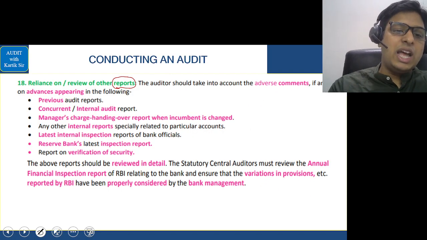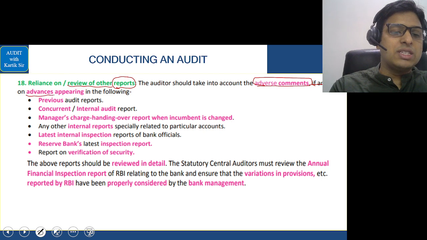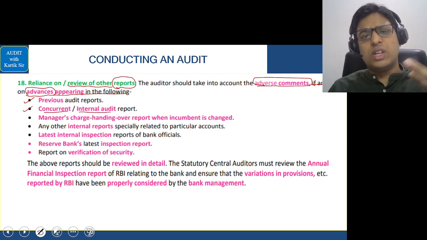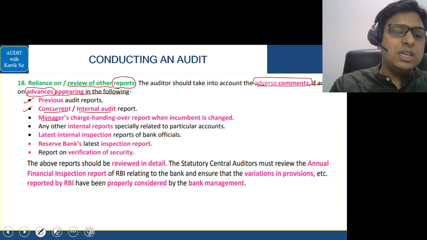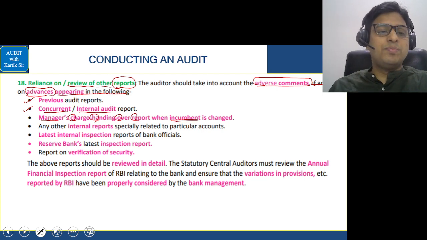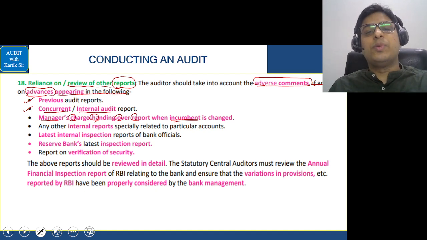See this. Reliance on or review of other reports: the auditor should take into account the adverse comments, the negative comments, if any, on advances, meaning loans, appearing in the following. Which report? Previous audit report, concurrent or internal auditor's report. If the bank has appointed a concurrent auditor, then his report or internal auditor's report. Manager's charge handing over report, when the incumbent is changed. Incumbent means the person who is currently the manager, he is leaving and the new person is coming. So the person who is currently the manager is called incumbent.